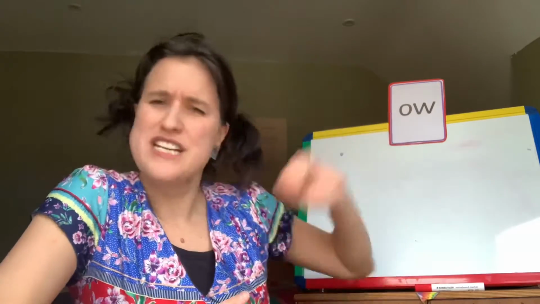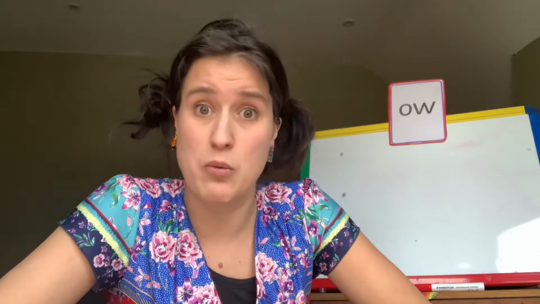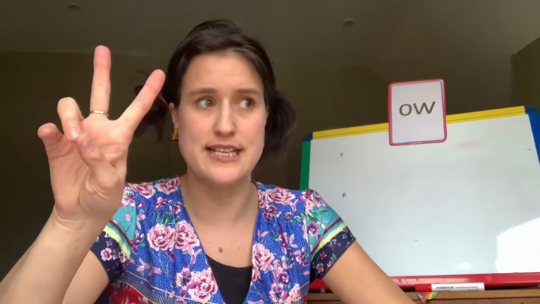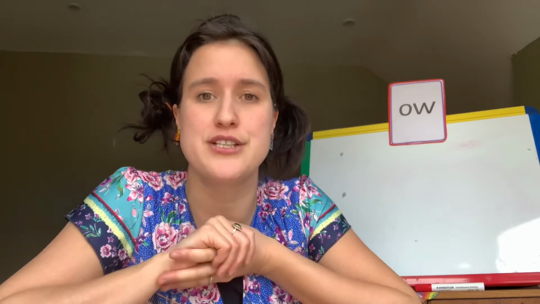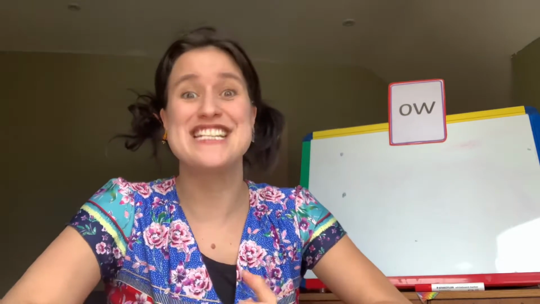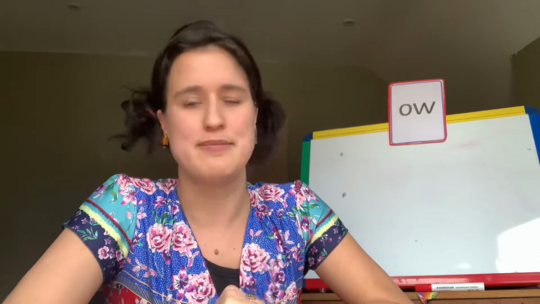Now, before we write it, what is that very special word that we use to describe when we have two letters that are only saying one sound? So we have two letters, one sound. What is that grown-up word? You're right, it's a digraph. Can you say that with me? Digraph. Absolutely right. So this digraph is ow.